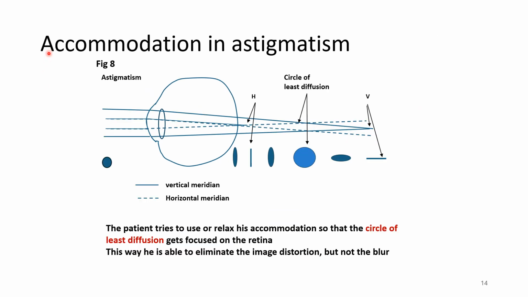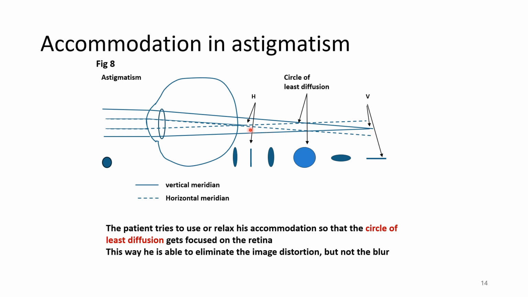Accommodation in astigmatism is a bit tricky. A patient is unable to use his accommodation differentially for different meridians. So, irrespective of whether he uses excessive accommodation or lesser accommodation, he is unable to get the rays from two different meridians to focus at the same plane. And the image is therefore either vertically distorted or horizontally distorted, depending upon which meridian is closer to the focus.